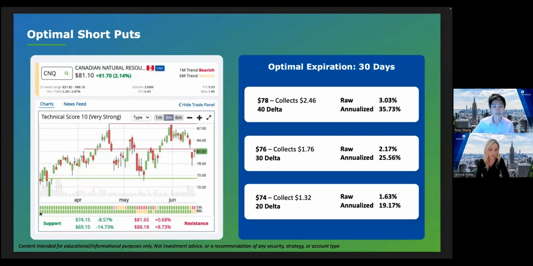Please type 2 into the chat window if that makes sense to you. Perfect. I see a lot of 2s, and I know I've taken up a lot of time, so I'm going to pass this back to Jess.